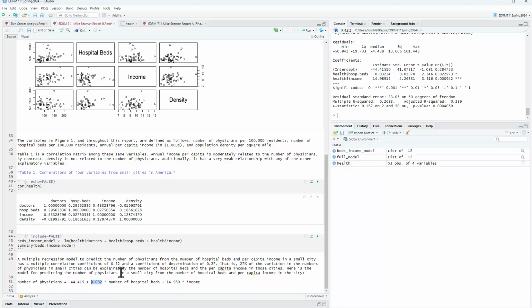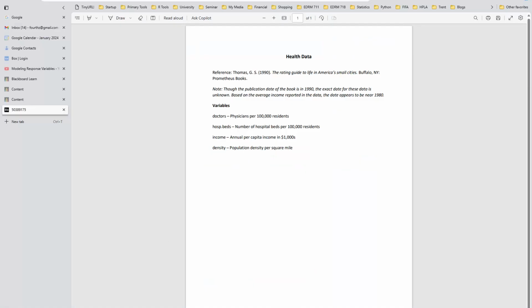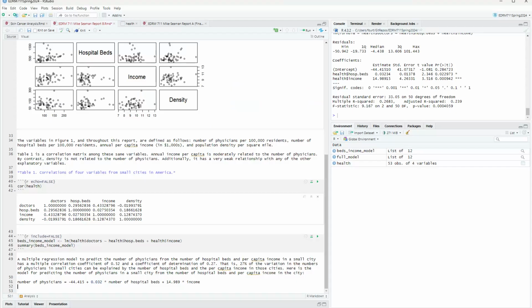So hospital beds, I'm trying to remember. Let me go back and look over here again. Hospital beds, number of hospital beds per 100,000 residents, just like physicians. And so for every 100 hospital beds per 100,000 people that we increase, so that would be every 1 per 1,000. And you might say, well, wait a minute, why are you saying every 100? Isn't it per every unit? I'm trying to convert this into a 3. So instead of taking a jump of 1 unit, I'm going to take a jump of 100 units. 100 units would be 100 hospital beds per 100,000 people, or 1 per 1,000 people. So for every additional bed per 1,000 people, we end up with 3 more physicians per 100,000 people.